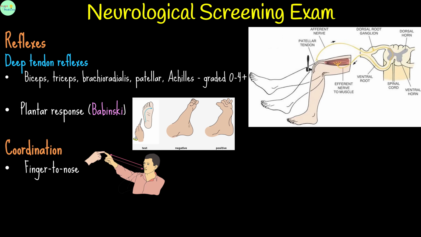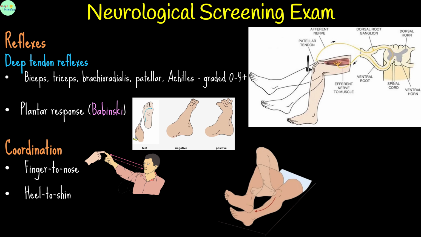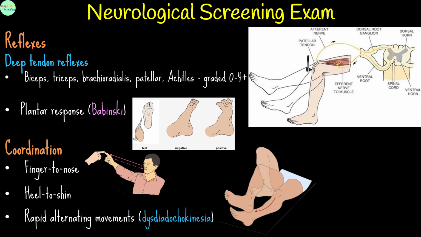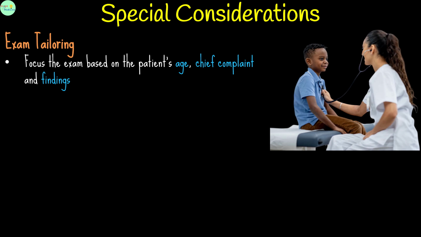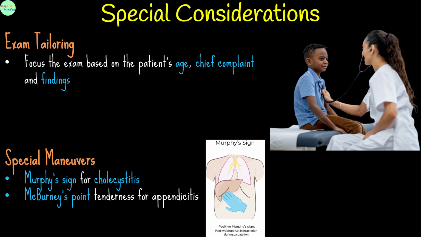Finally, assess coordination with tests like having the patient touch their nose with their finger, then your finger, run their heel down their opposite shin, and perform rapid hand movements. In practice, you must tailor the exam based on the patient's age and chief complaint, focusing your depth on relevant systems. Incorporate special tests when indicated by the history, such as checking for pain when the patient takes a deep breath while you press under the right rib cage.